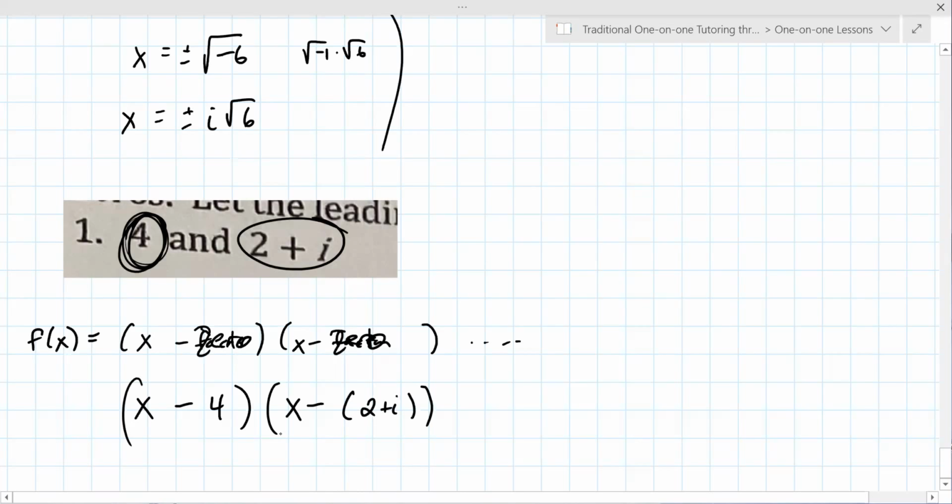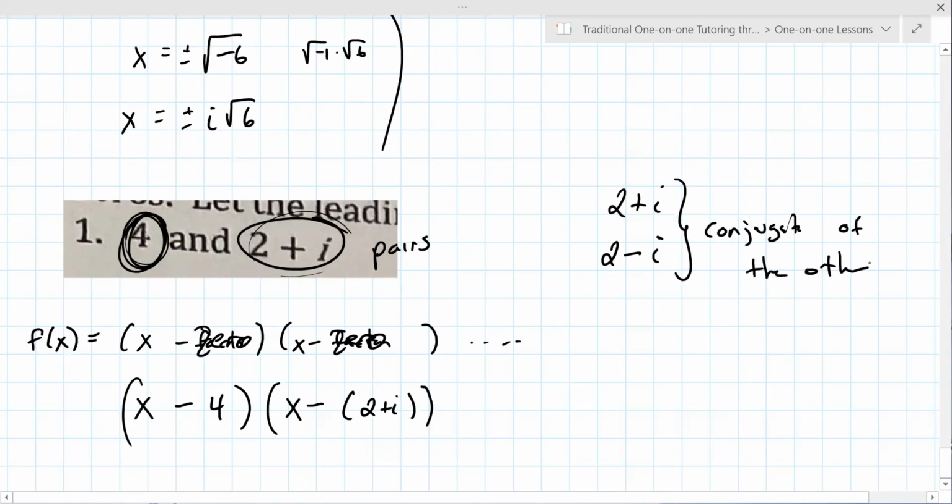So you might think you're done, but the thing is these always come in pairs. So if 2 plus i is a solution, then so is 2 minus i, because the one is the conjugate of the other. Okay. So that means we've got another one here, 2 minus i.